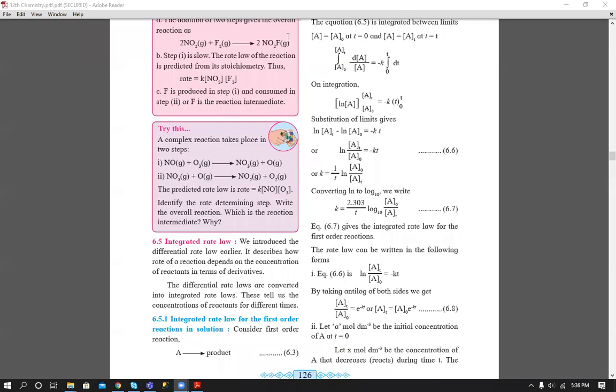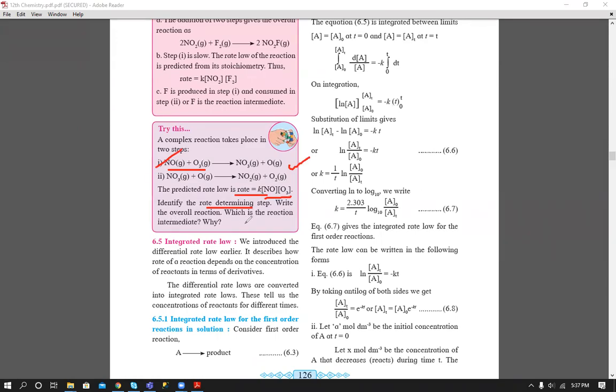So a complex reaction is given. The predicted rate law is given. NO3. So these reactants NO3 are present in which reaction? Here. So this is the slowest step. Okay, identify the rate determining step. In the rate law, the concentrations of NO and O3 are given. These NO and O3 are present in this first reaction, so this is your slowest step or rate determining step.